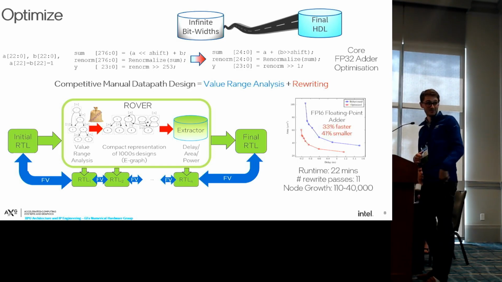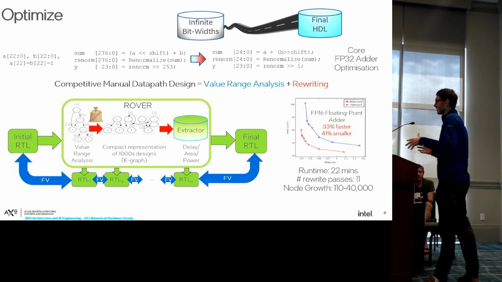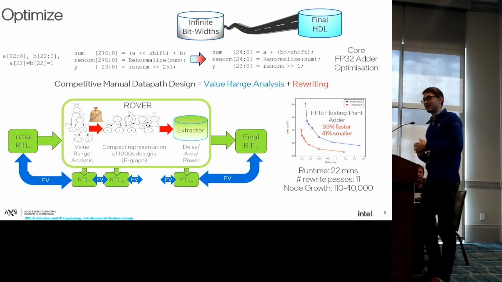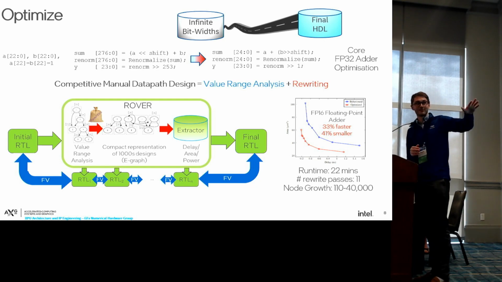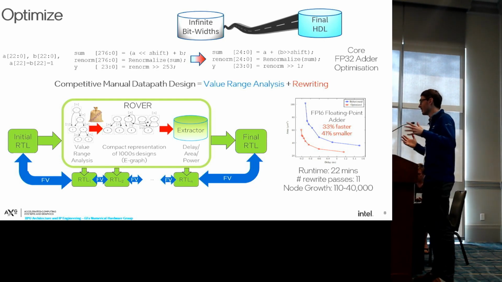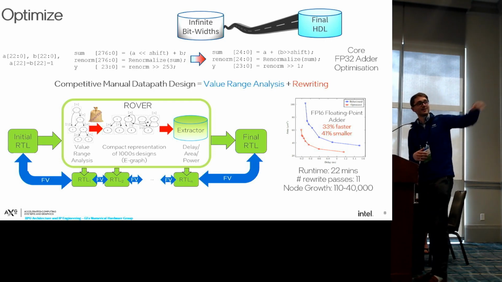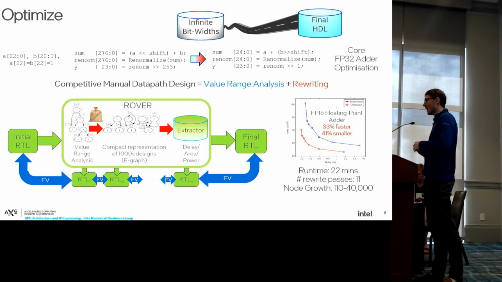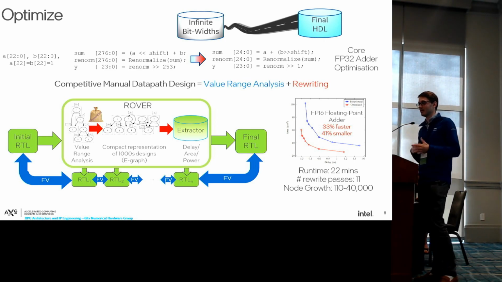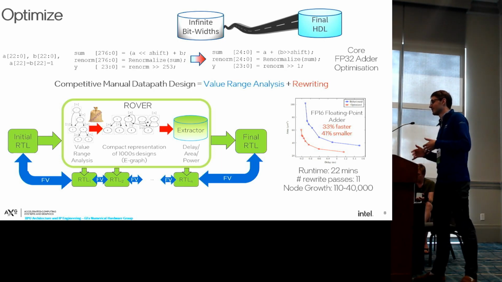So this is what's being presented at DAC in a few weeks' time: how we're able to use this toolchain with all this value range analysis to extract a very efficient floating point adder design that's 33% faster and 41% smaller than what you might get out of a compiler like this left-hand side. And in this framework, obviously this gives us the opportunity to play with what's the best area, best power, best delay. We can explore all these different axes within this framework.